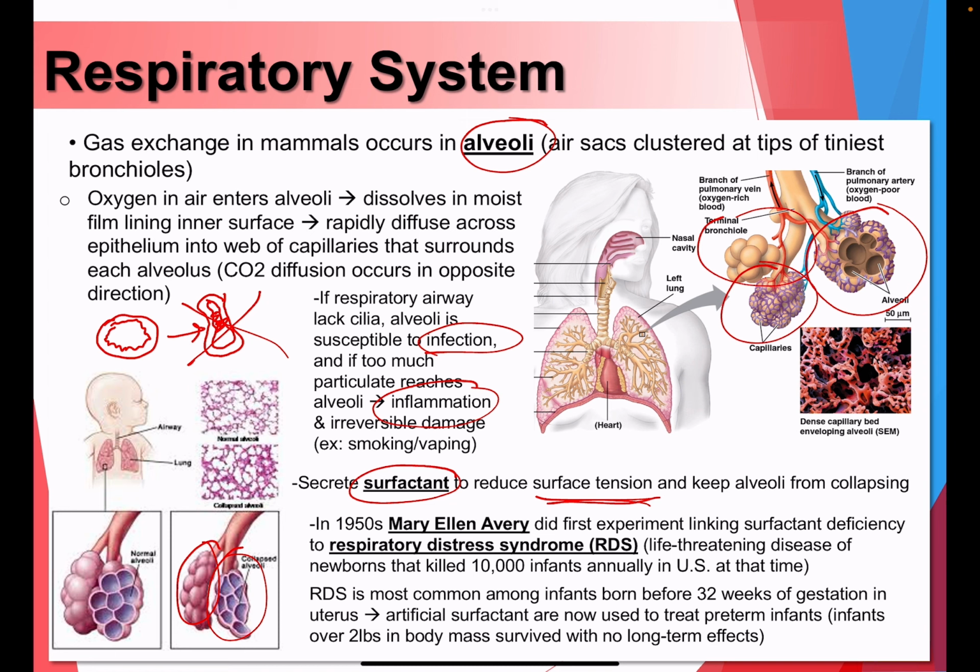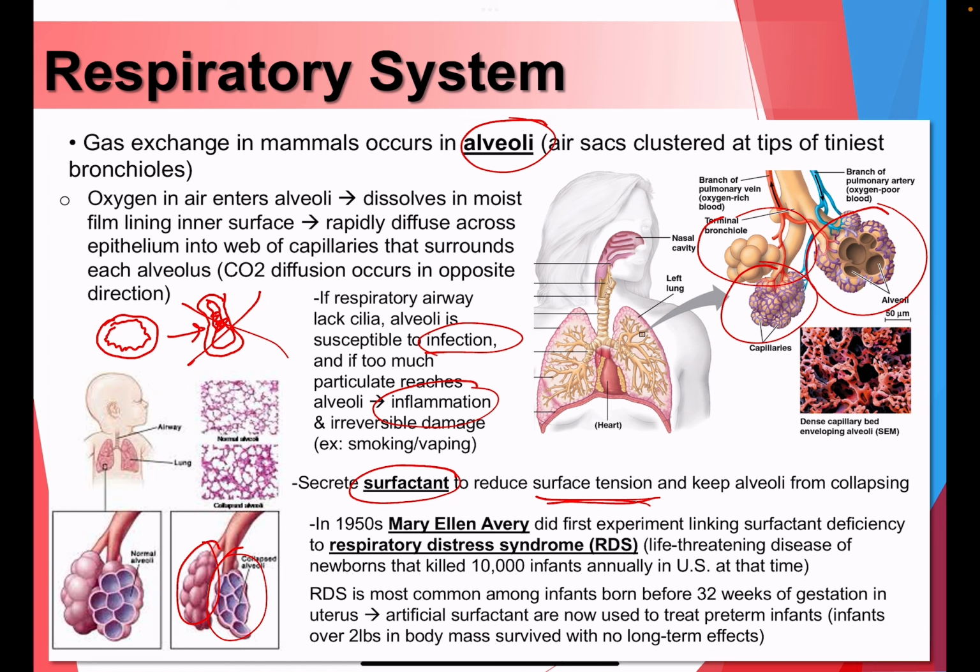And then every time you breathe, it pretty much has to be a big breath just to expand those alveoli, get gas into the alveoli, and allow for gas exchange. It was in the 1950s that Mary Ellen Avery did the first experiment that links surfactant deficiency to respiratory distress syndrome, known as RDS.